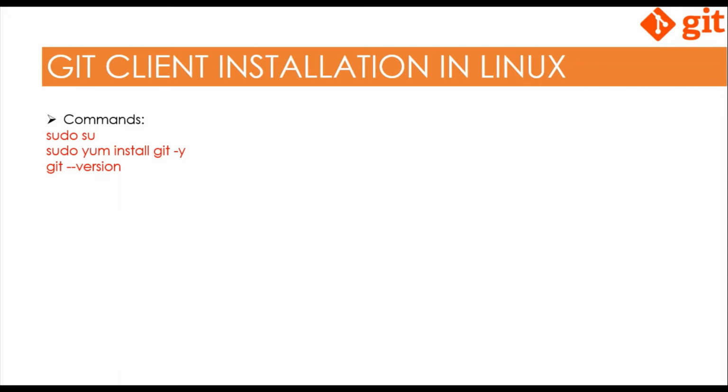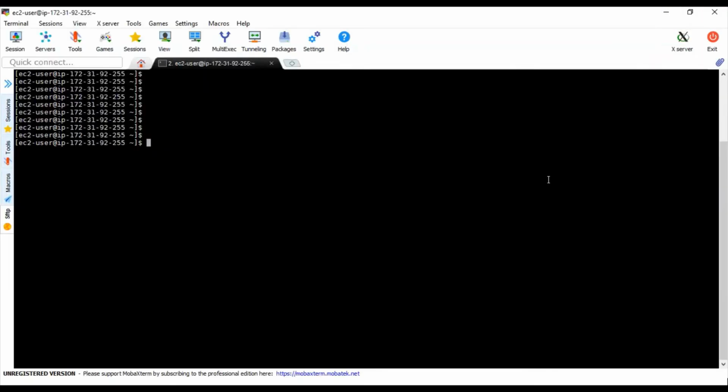And after that we'll run git hyphen version, and we will try to uninstall it as well. It all depends: the latest Git version will be installed, or if you require a specific one, you can install it as per your recommendations. I'm going to use the default, whatever is there in the Red Hat repository, RHEL 7. So I have already logged into that Linux.